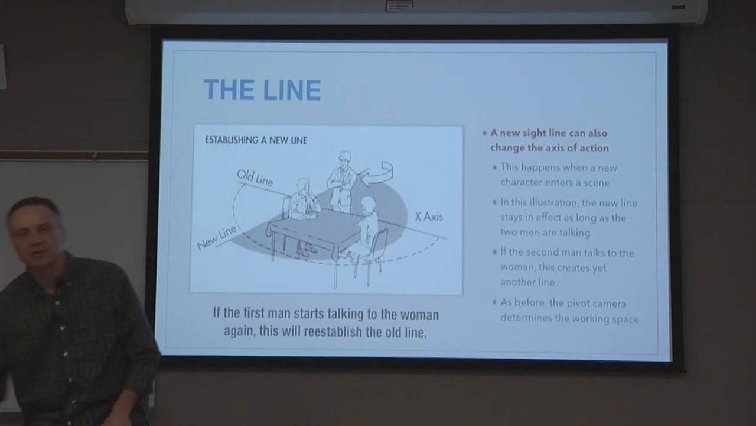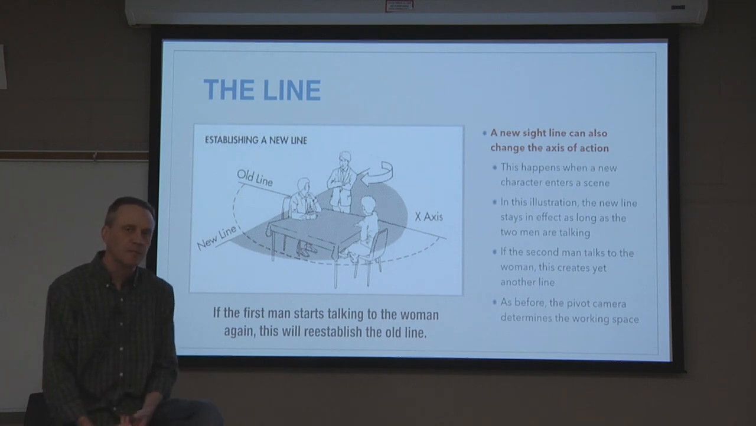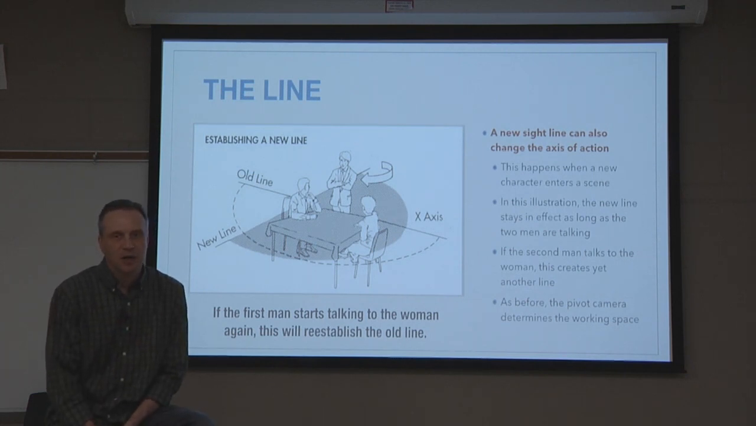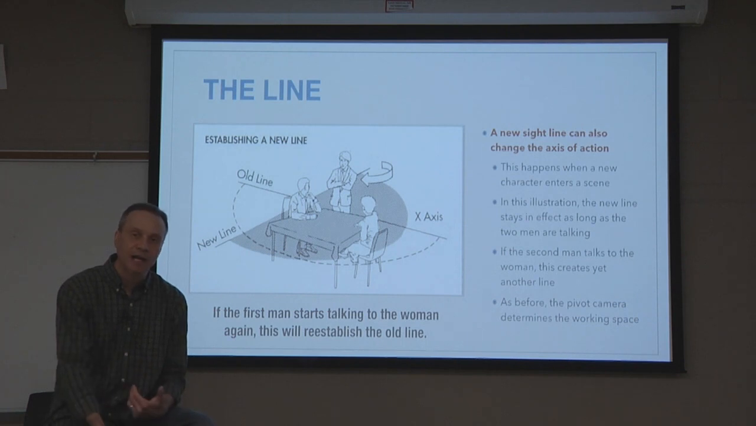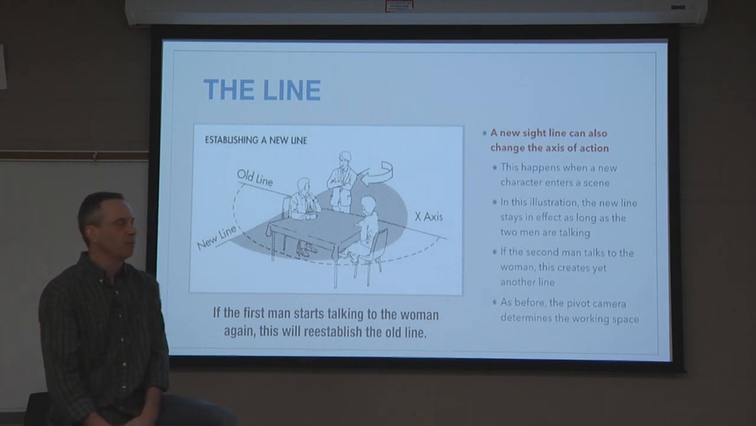We've got two people sitting at that table. This time we have a third person enter frame. Anytime you start adding 3, 4 people to a scene and all of them are engaged with each other, they're talking, this can get tricky because new lines will start being established anytime there's new interactions between characters.